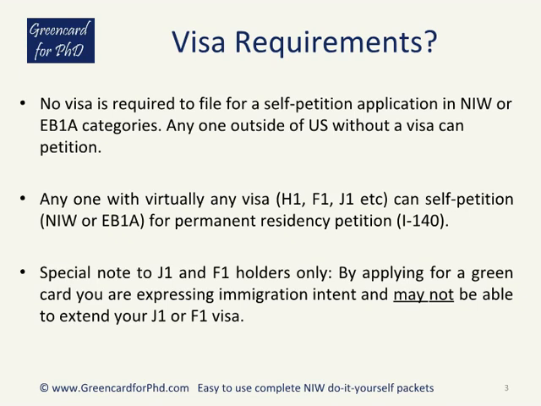That said, there are some caveats. If you either have a J1 or an F1 visa, the very process of applying for a green card implies that you have an intent to immigrate. This intent inferred from a green card application is contradictory to J1 or F1 visa requirements. Therefore, you must take a careful approach if you are applying for a green card while on a J1 or an F1 visa. We will talk about this in detail in another video.